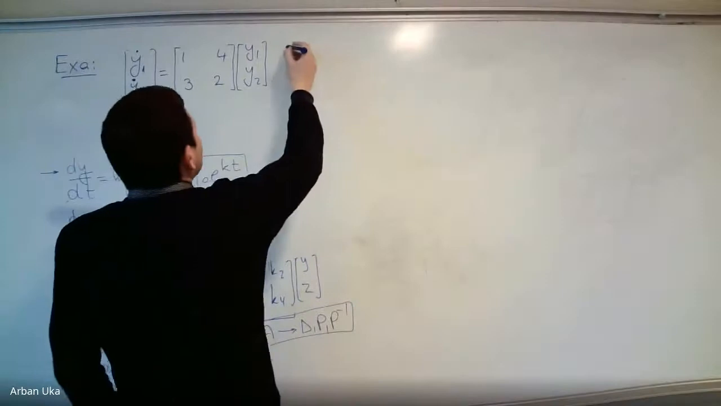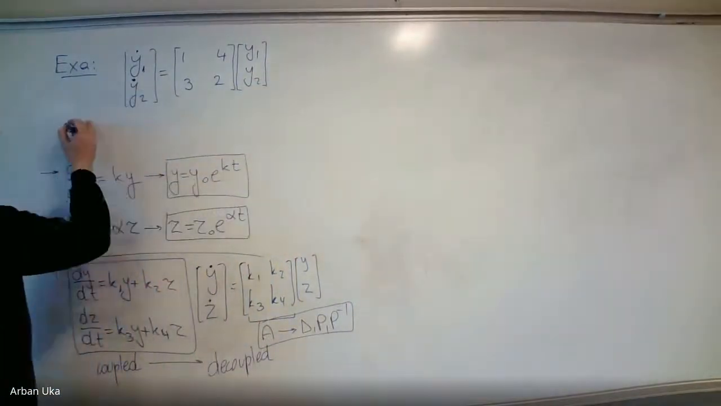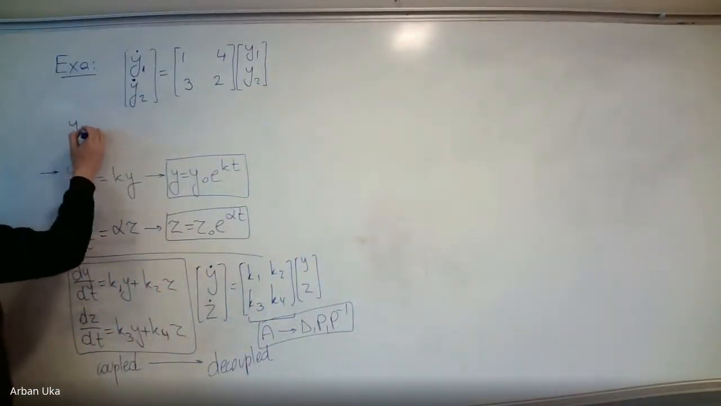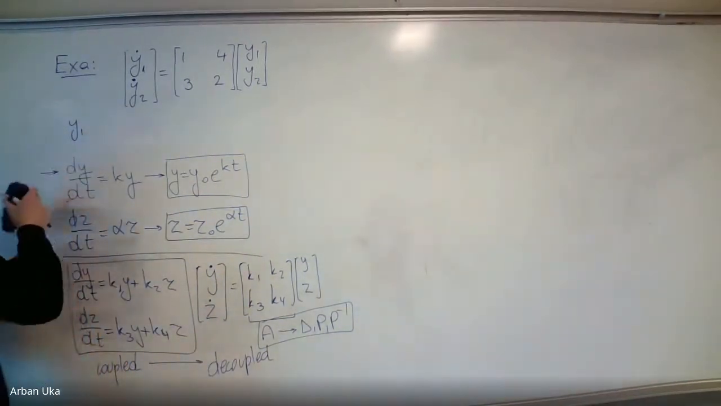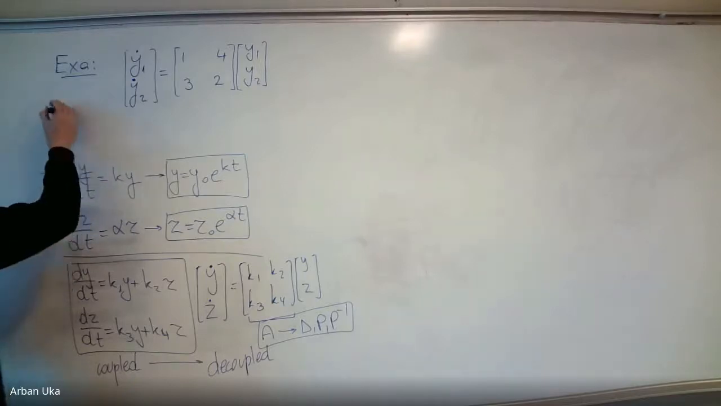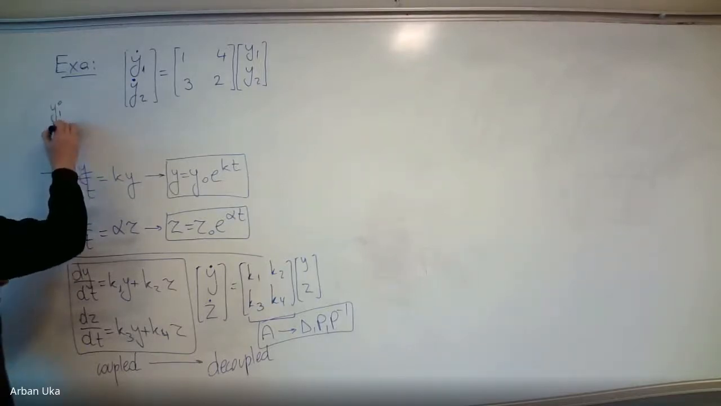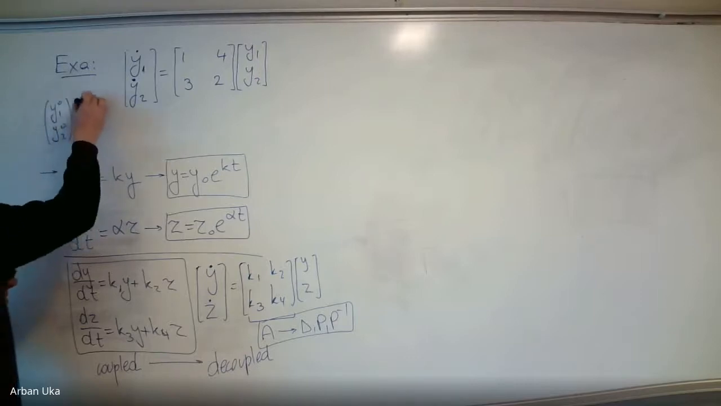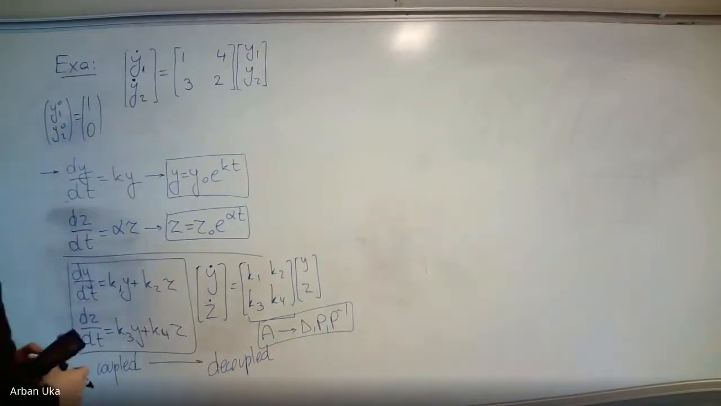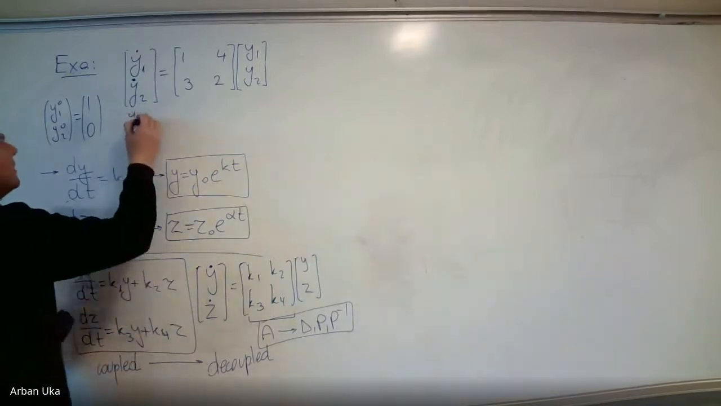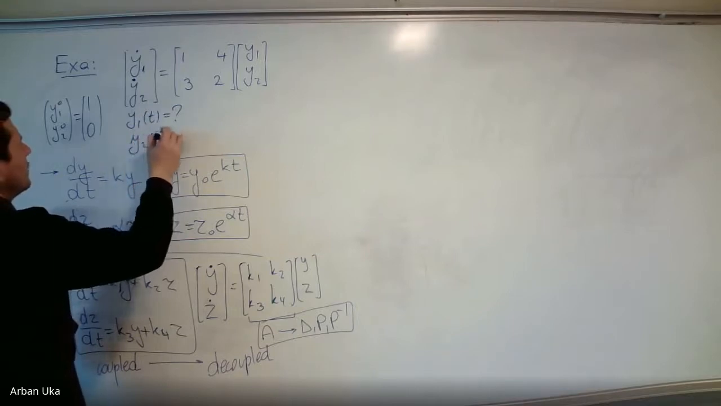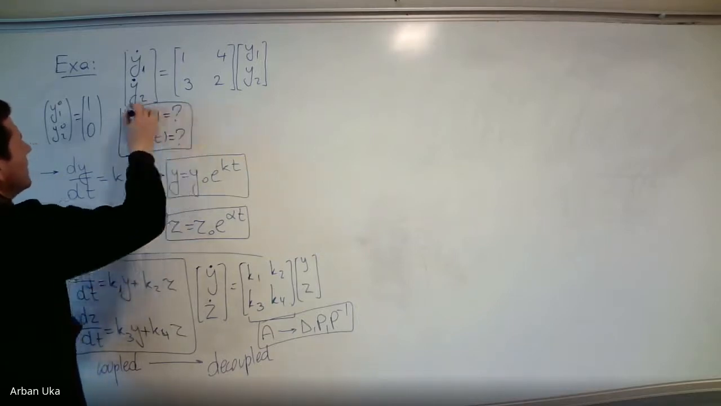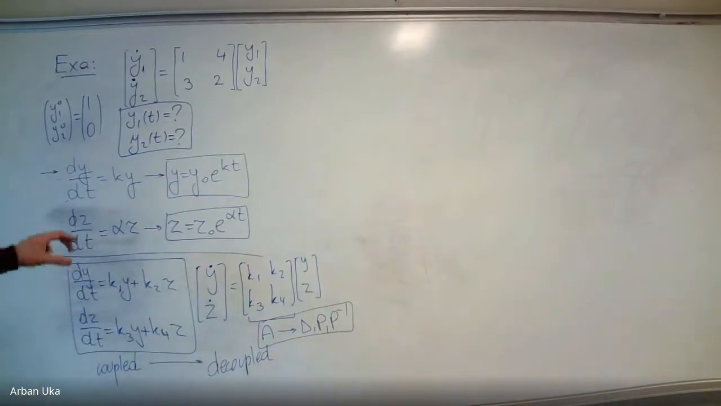So we are given that y1(0), y2(0) is equal to 1, 0. And now the question is, we need to find y1 as a function of t and we need to find y2 as a function of t. This is what we need to figure out.